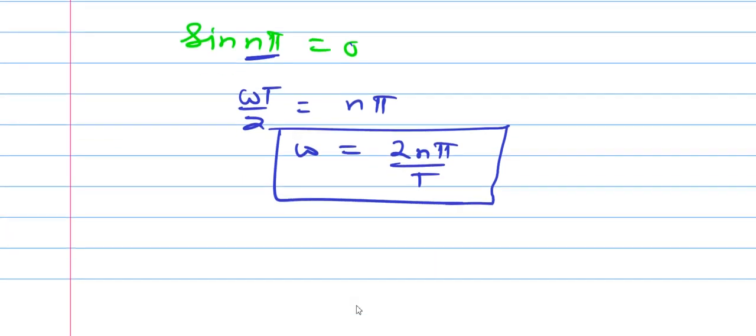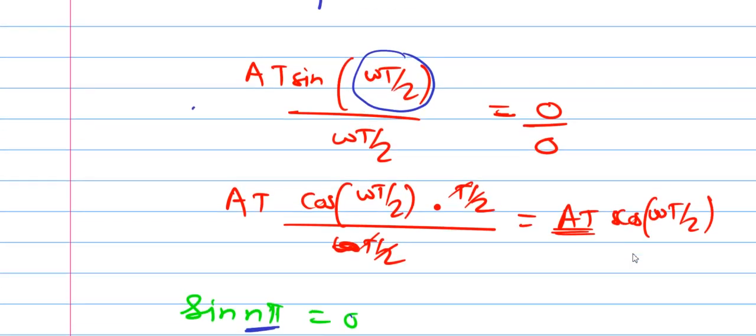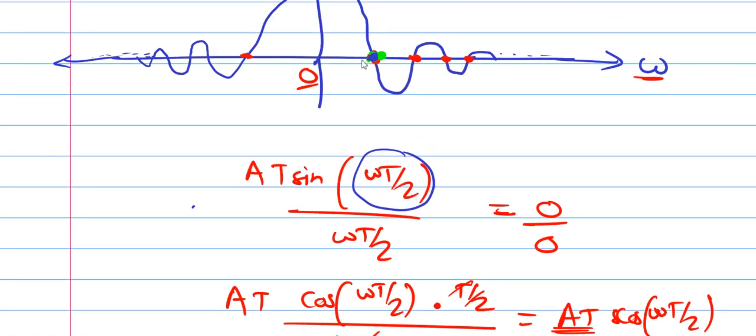Now n is 1, 2, 3, 4. If I put n equal to 1, this value will be 2 pi by T. When I put n equal to 2, this value will be 4 pi by T. When I put n equal to 3, this value will be 6 pi by T. So when omega equals 2 pi by T, 4 pi by T, or 6 pi by T, the Fourier transform answer is 0. Similarly, on this side also, minus 2 pi by T, minus 4 pi by T, minus 6 pi by T, and this will continue.